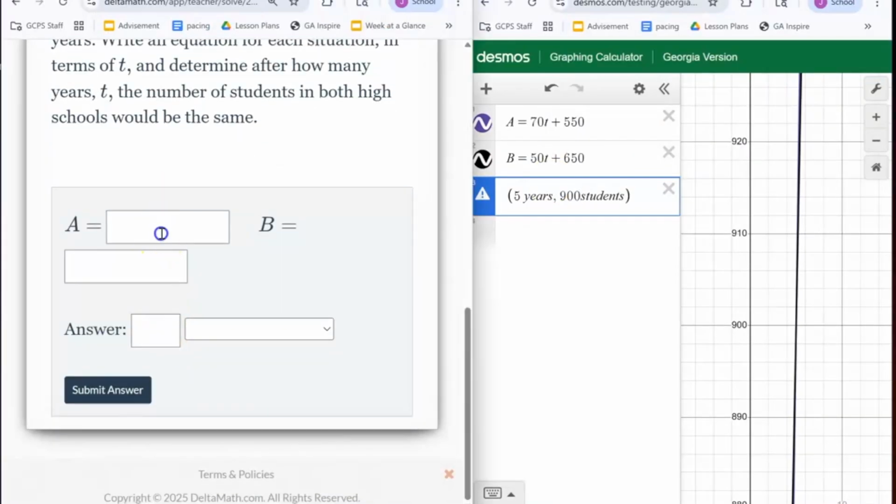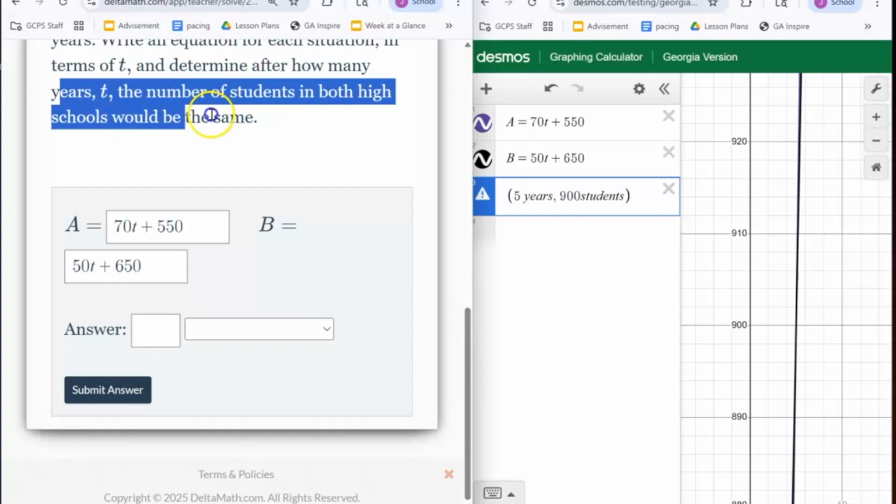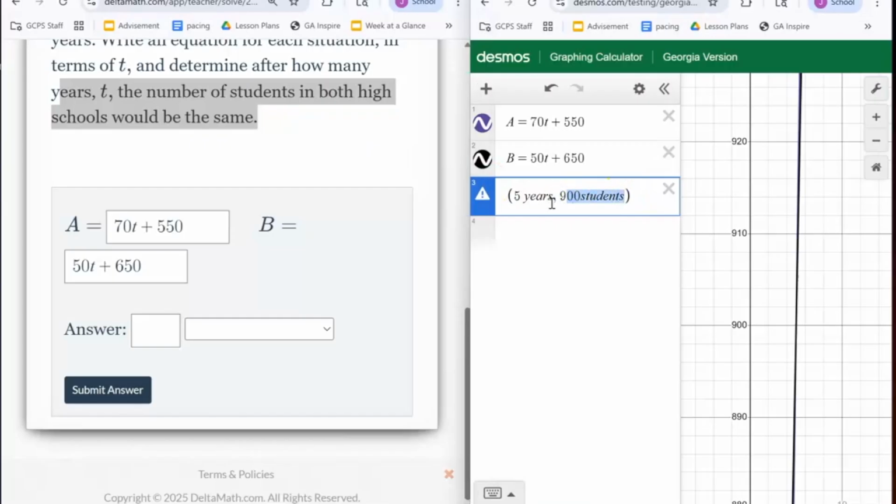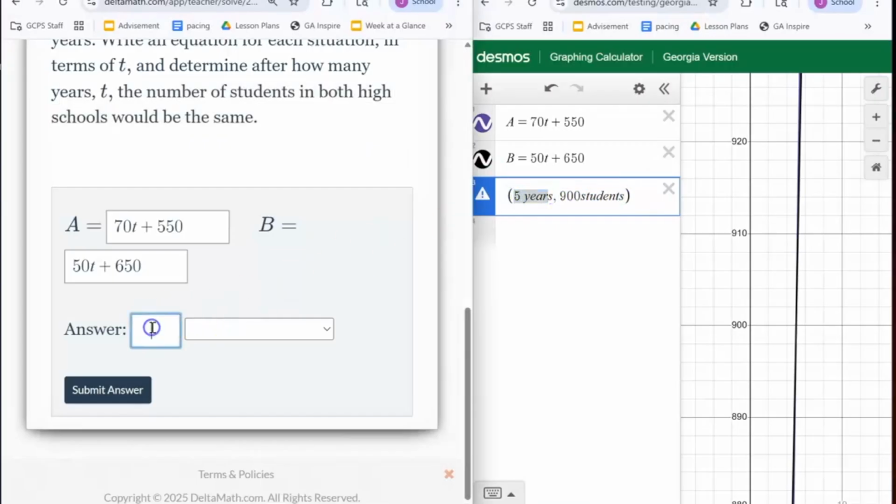So write an equation. So this is going to be 7t plus 550, and this is going to be 50t plus 650, and the answer to determine how many years the number of students in both high schools is the same. So the number of students is 900, they're the same. How many years is that going to take? 5 years. So this is going to be 5 years. And I'm going to look for years. Perfect.